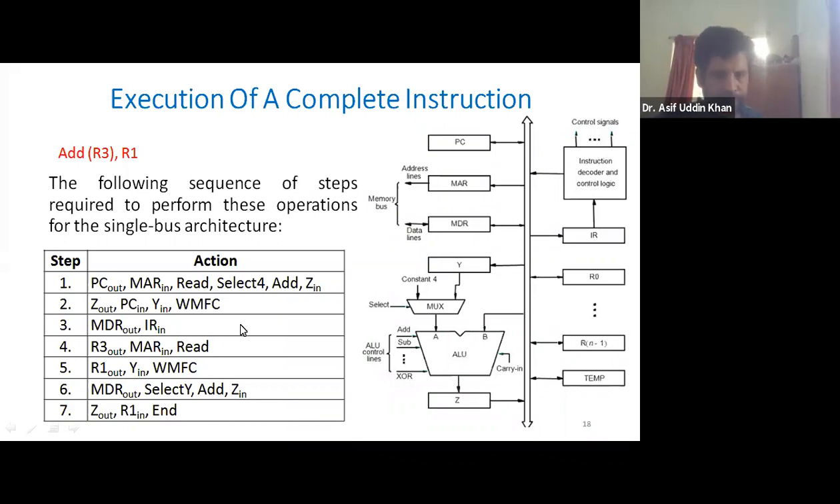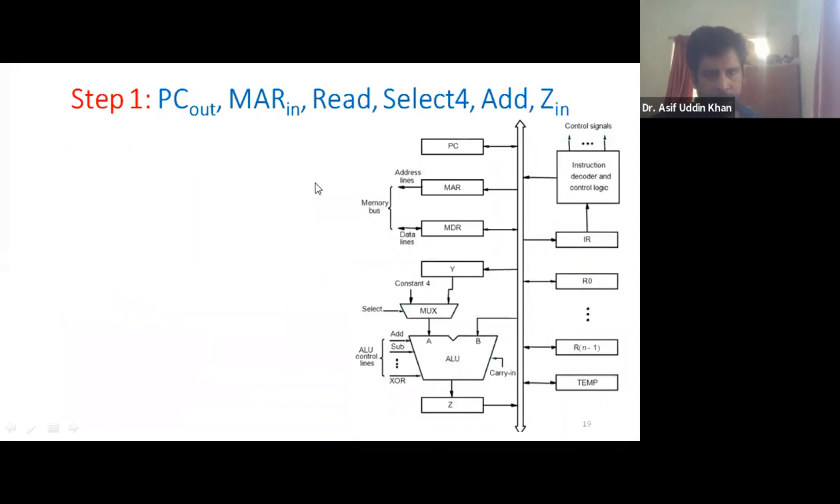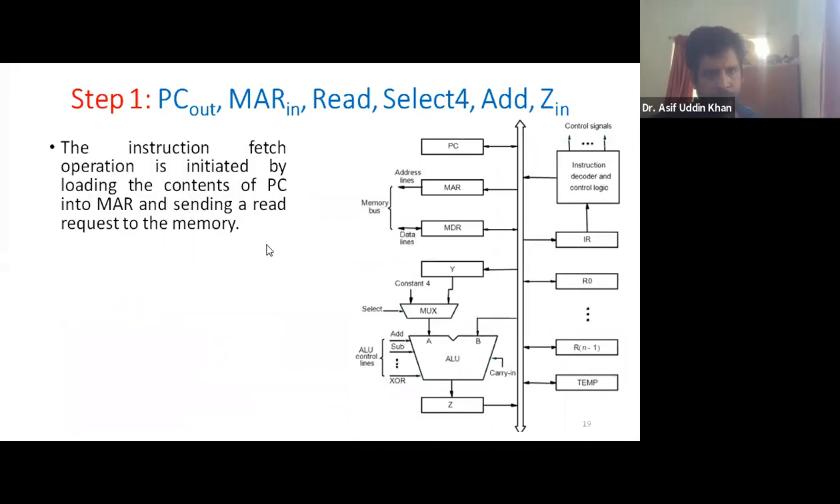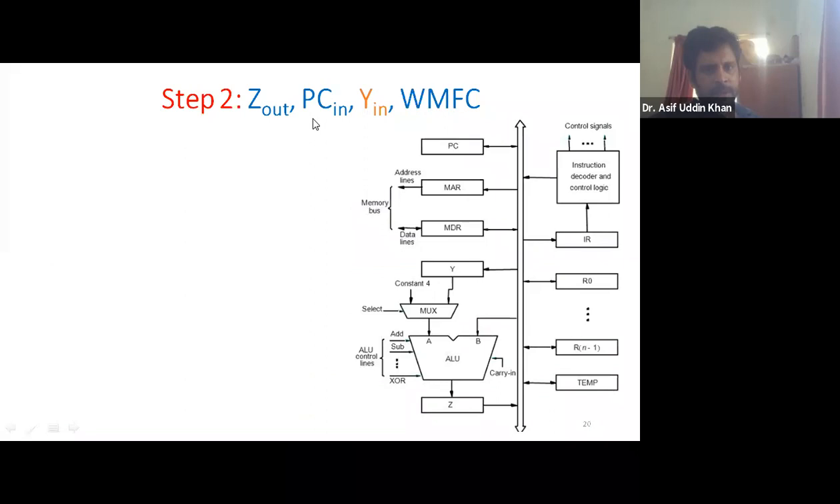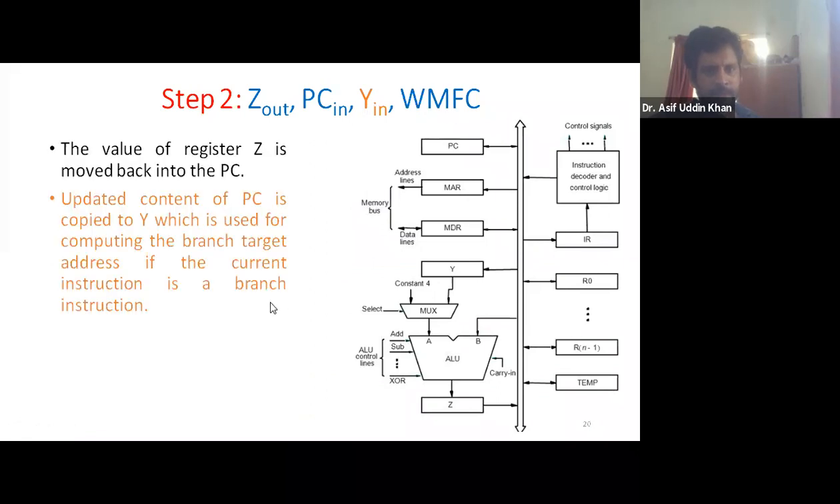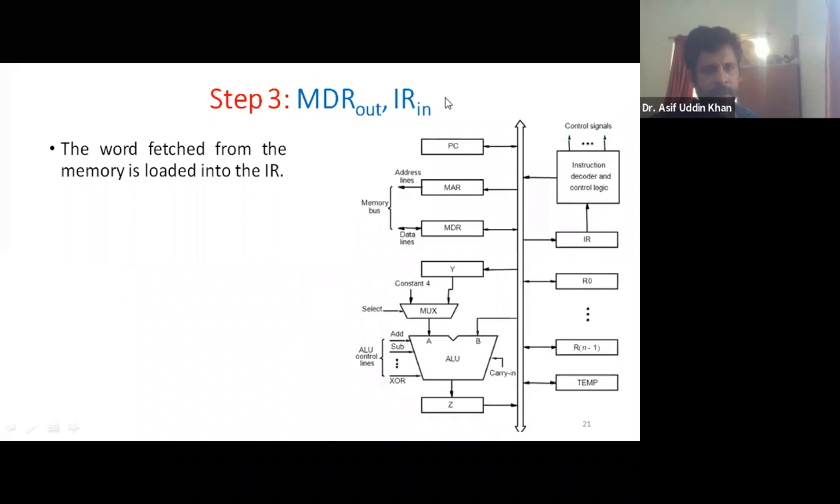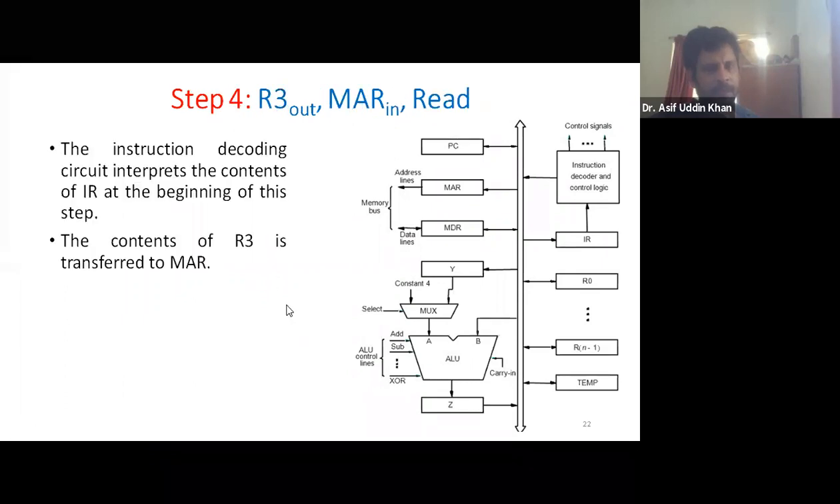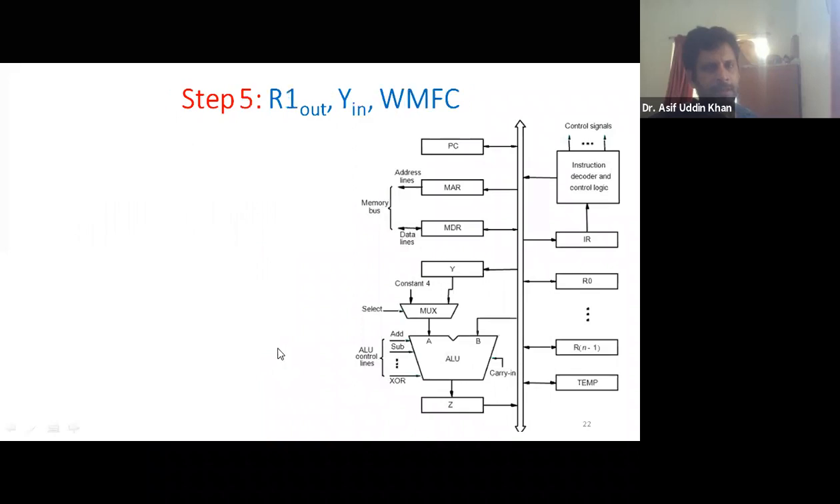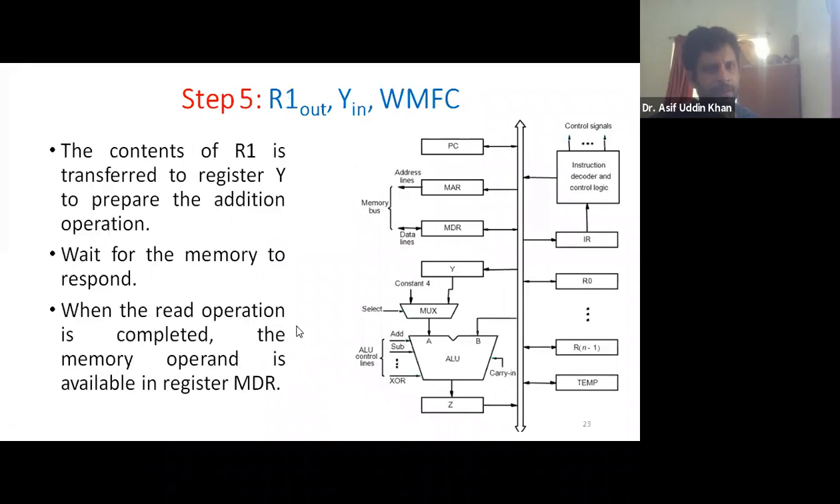Whatever I discussed is written here in this slide. This is step one, explained here. In step one we do PC out, MAR in, read, then select for add, Z in. Then in step two we do Z out, PC in, Y in, WMFC. Step 3, MDR out and IR in. So up to this step, the instruction is fetched. Then from step 4 onwards, the operand is fetched and they are added, and the result is stored in the register R1.